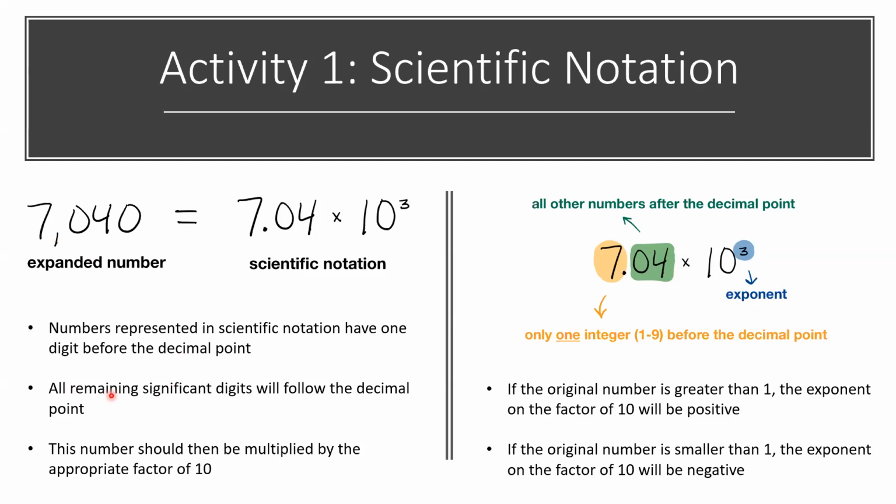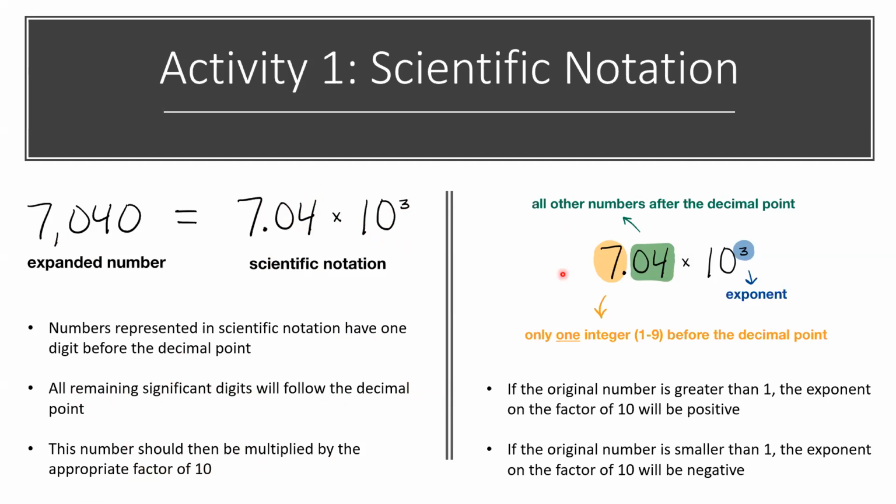So all remaining significant digits will follow the decimal point. So here your 0 and your 4 will follow your decimal point. And this number should then be multiplied by the appropriate factor of 10. So the appropriate factor of 10 in this example would be 10 to the third power.